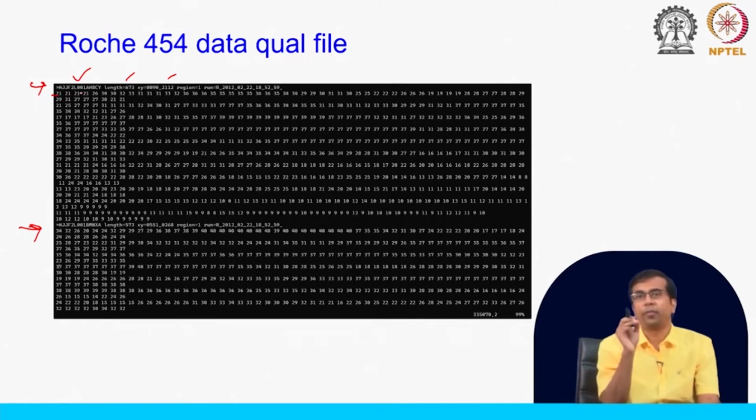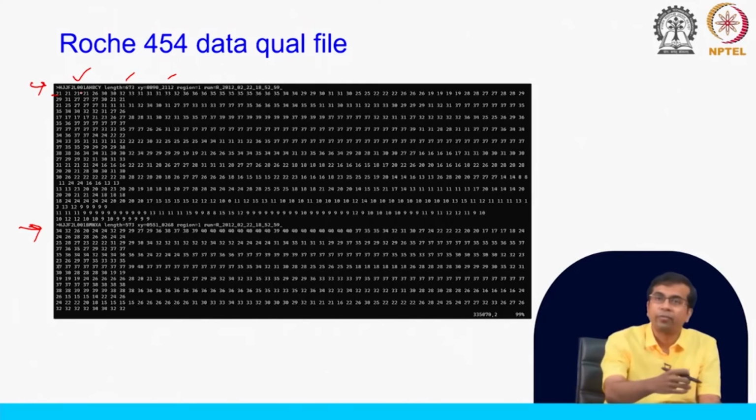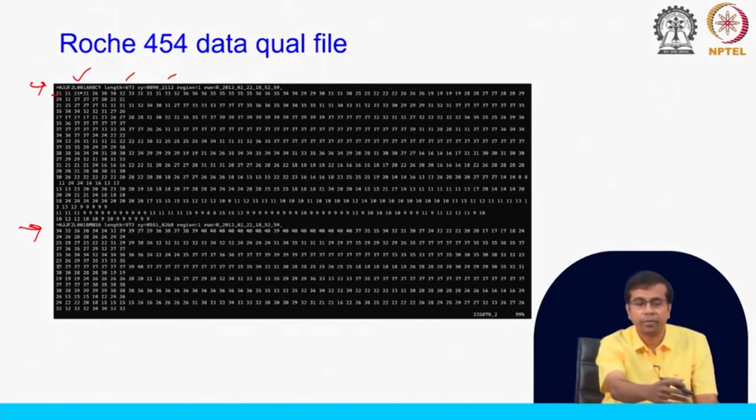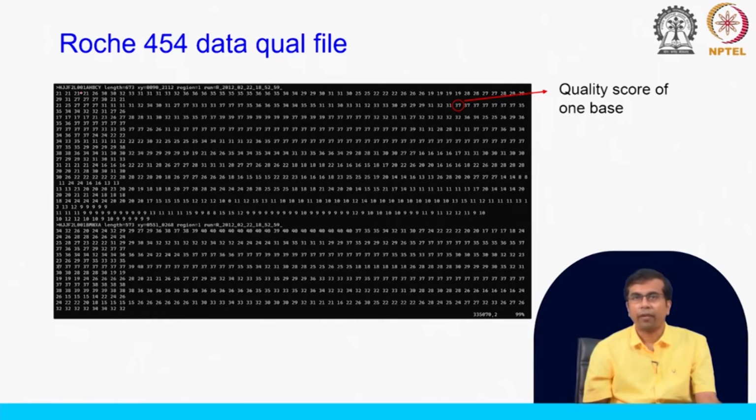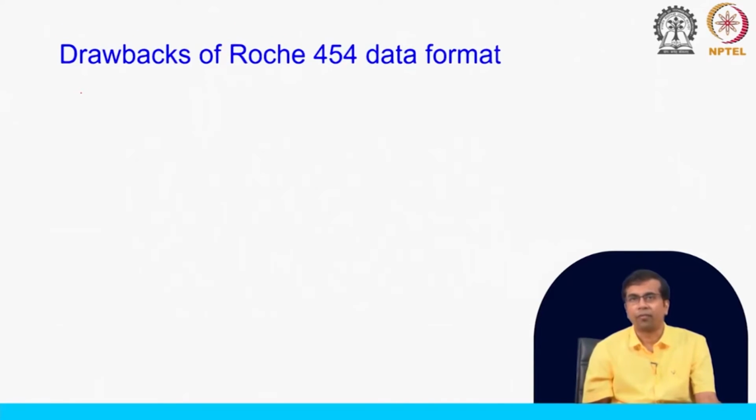So, each number is a quality score for a base in the sequence data. The first number is the quality score for the first base in the sequence data, the second number is for the second one, and so on. In this way you have the quality score for all of them. And then again you follow the FASTA format. Once you have mentioned all the quality scores for one read, then you have the header line, then the quality score for the next read. So, this is how the whole thing is stored. This is just to highlight, this is a quality score of one base.